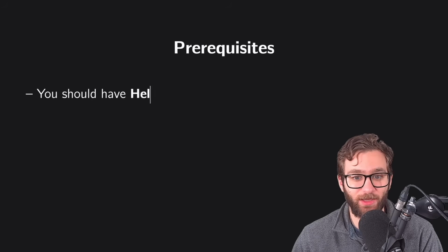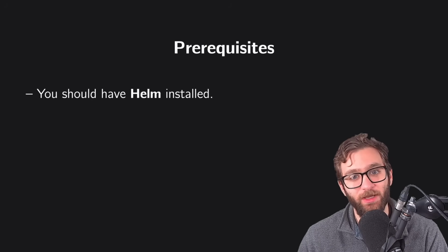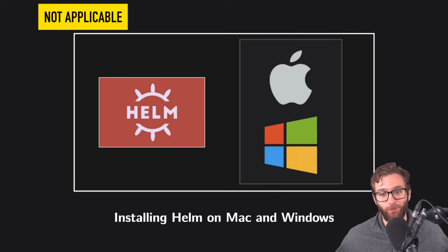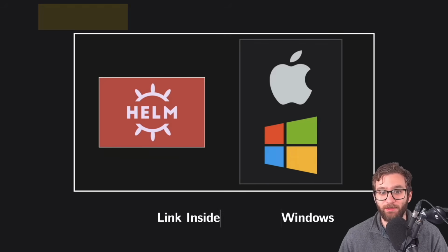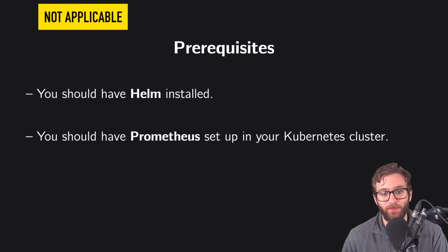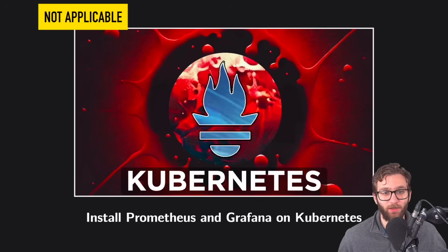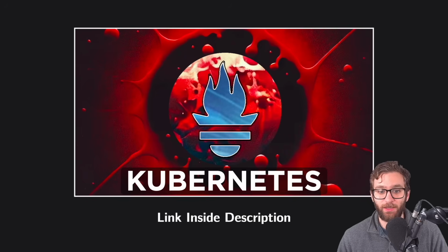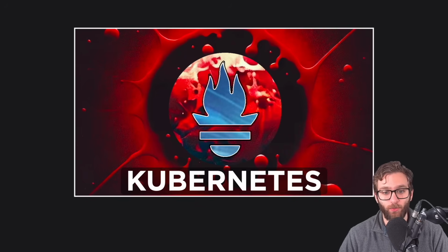Number 1, you should have Helm installed and set up on your machine. If not, please check out this article, and then come back. Link is inside the video description. Number 2, you should have Prometheus and Grafana installed in your Kubernetes cluster. If not, please check out this video, and then come back. Link for that is inside the description as well. And that's all. We can start with chapter 1.